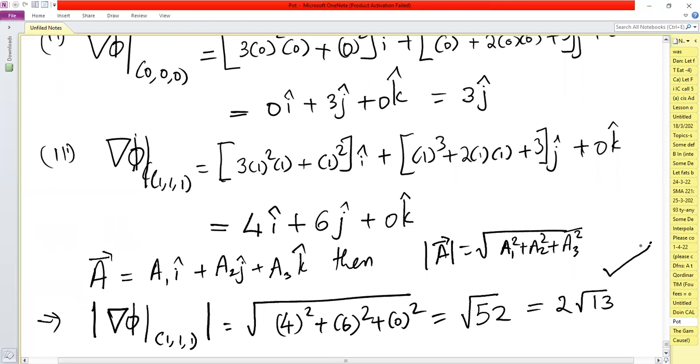So that is how we solve some problems on gradient where we have been given the value of the scalar function phi, and you may also be asked to find the values of the gradient at specified points, as we have seen in these examples. So in the next session, we will also give more computations involving the gradient of a scalar field. Thank you.